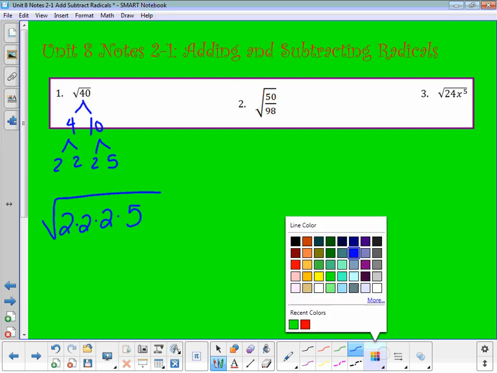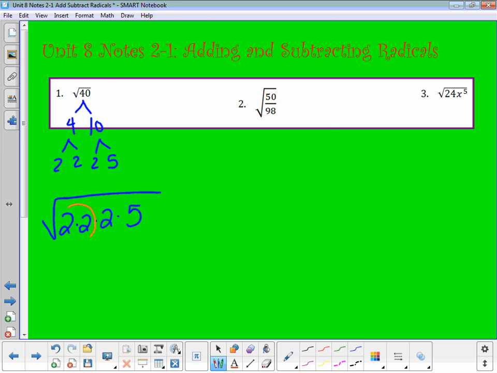And now we want to take our pairs and pull them out. So I have that orange. I'm going to pull that out, and I have a pair of 2's. And then left underneath the radical, I have 2 times 5. Remember, you want to actually multiply those out and get the square root of 10. Now let's take a look at number 2.